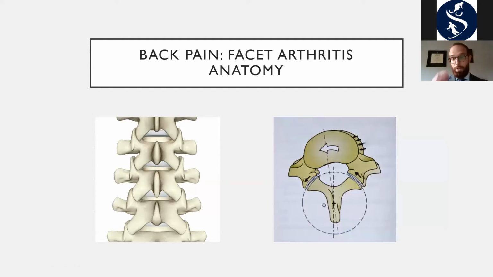The next major structure is our posterior structure. So we looked at the disc in the front. Now we're going to take a look at our facet joints in the back. At each vertebral segment, there are two facet joints on each side at each level.